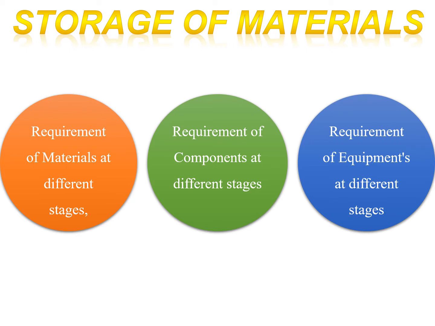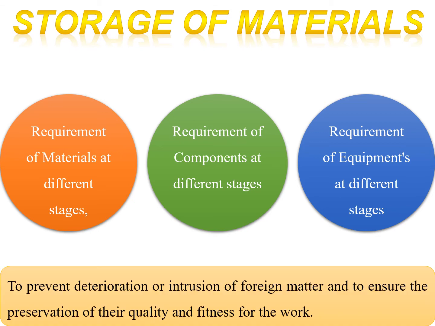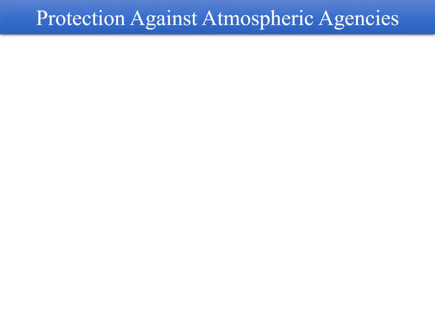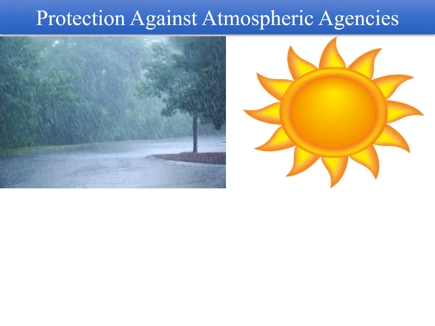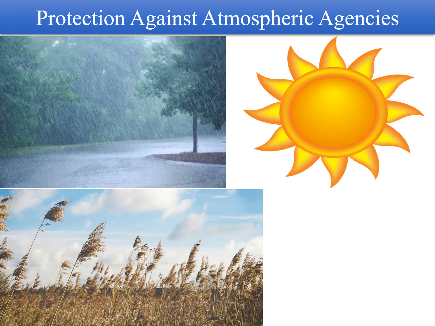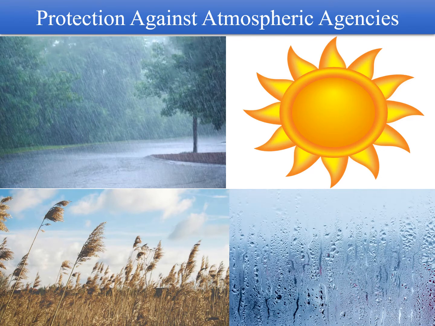Materials shall be stored in such a manner as to prevent deterioration or intrusion of foreign matter and to ensure the preservation of their quality and fitness for the work. Protection against atmospheric agencies: materials stored at site, depending upon the individual characteristics, shall be protected from atmospheric actions such as rain, sun, wind and moisture to avoid any deterioration or degradation of the materials.